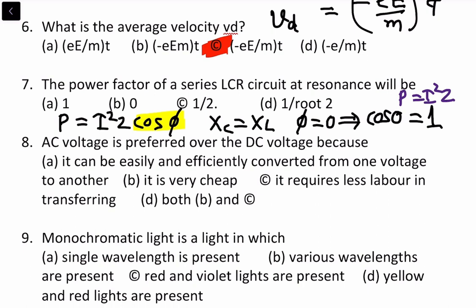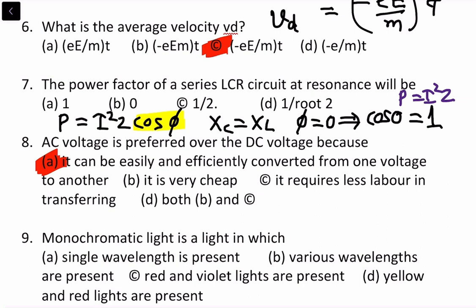The correct answer is nothing but A. That is, it can be easily and efficiently converted from one voltage to another. We have studied about transformers also, no? AC can be stepped up or stepped down by transformers. Easily and efficiently we convert from one value to the other value. So the correct option is A. Not only that, there are many more advantages.